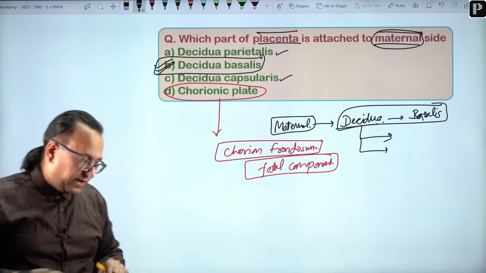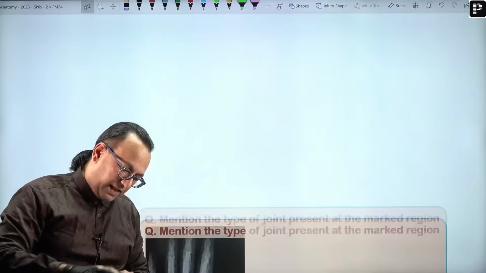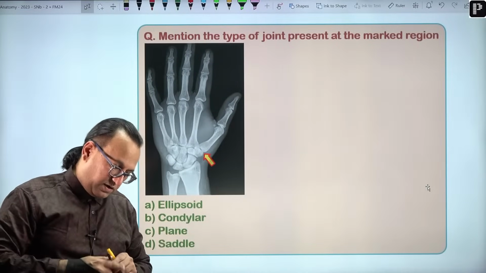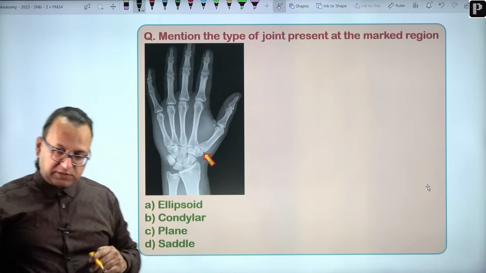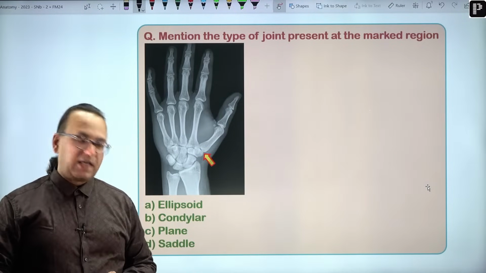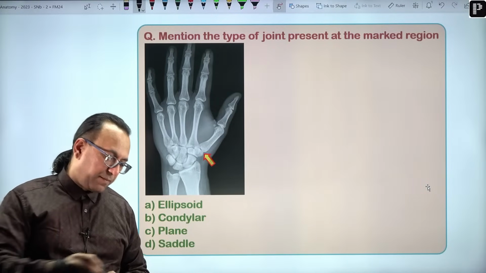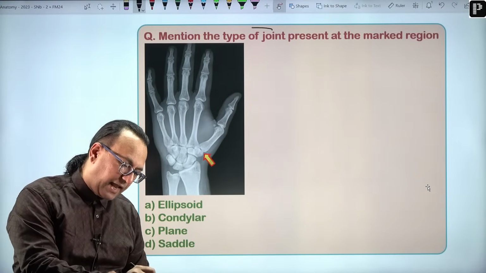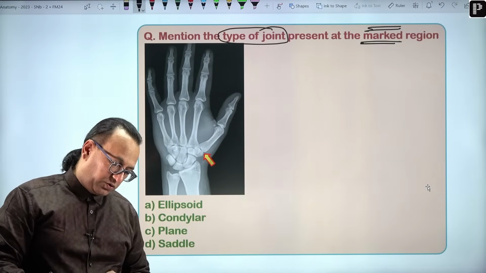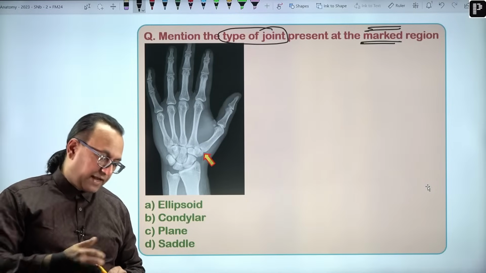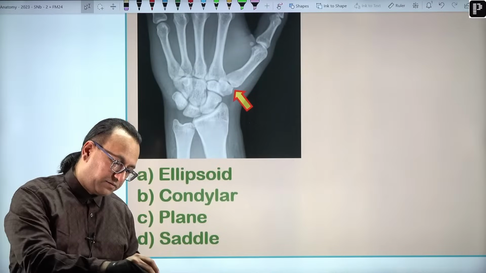Now as we proceed further, we will see that this is the next question, and as the students have told, it was one X-ray, and in that X-ray they have put one arrow mark, and that arrow mark is asking to mention the type of joint which is present at the marked region. So let us zoom this diagram a little bit so that we can have an idea of what they are targeting here.